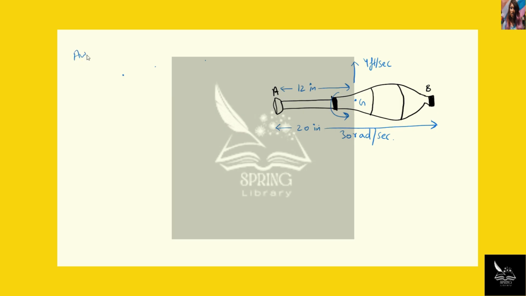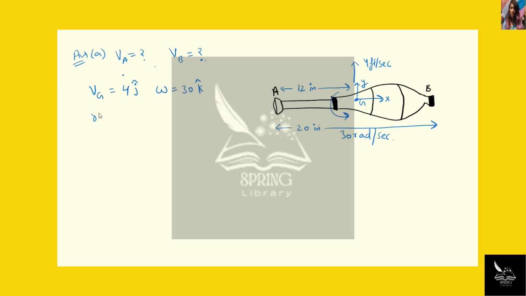In the first part, we find the velocity of point A and the velocity of point B. First of all, we represent all the data in vector form. The velocity of center of gravity is 4. All the directions are measured from the center of gravity, so this is x direction and this is y direction. So 4 feet per second, the direction is upward, so this is 4 j cap. Angular velocity is 30 k cap.